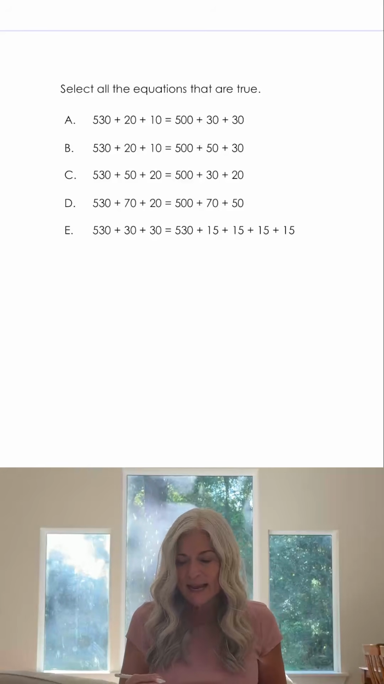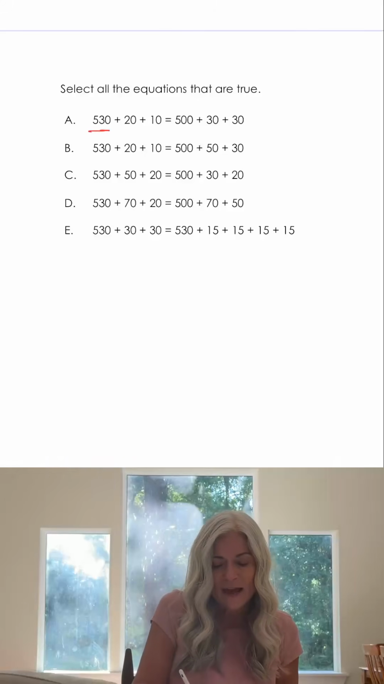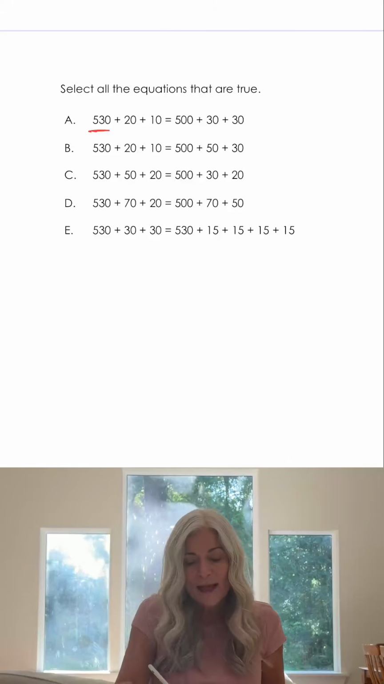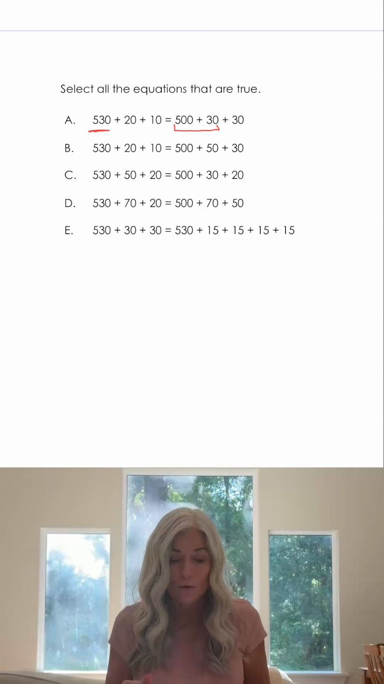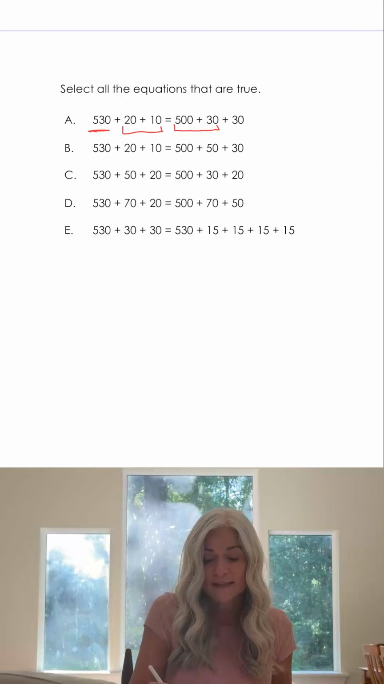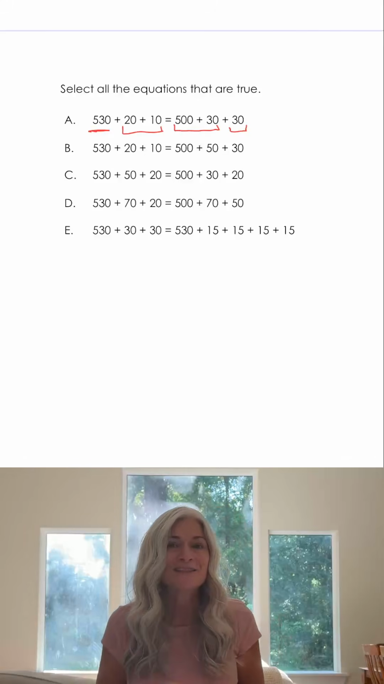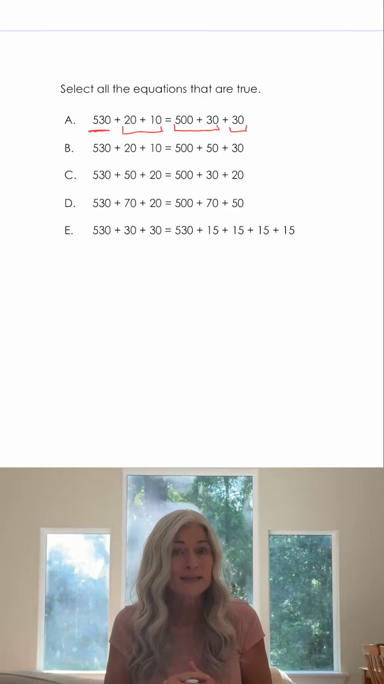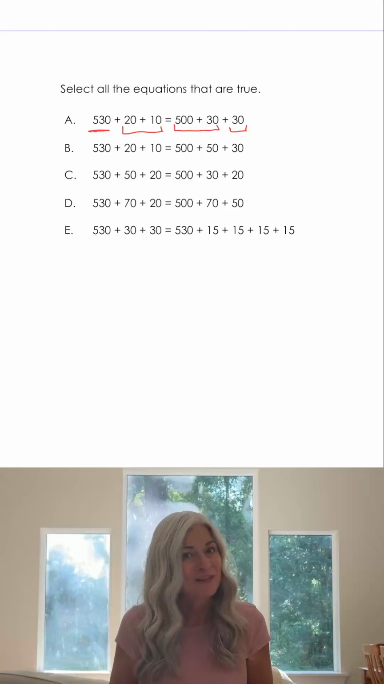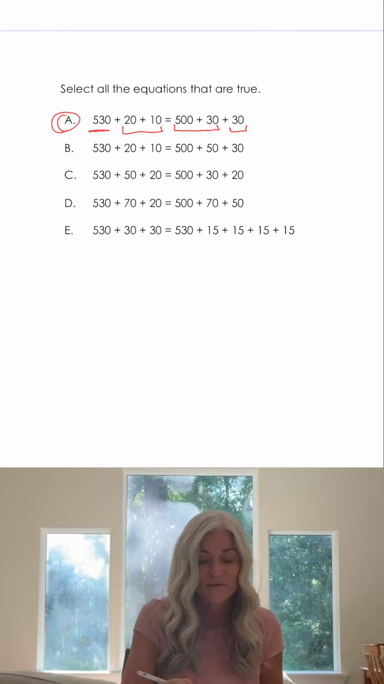So if I'm looking at A, on the left, I see 530. Well, on the right, I see 500 plus 30. So those are equal. Then I see 20 plus 10, and on the right, I see 30. So it's just been rearranged, right? And the numbers have been decomposed a different way, but they do equal the same value.